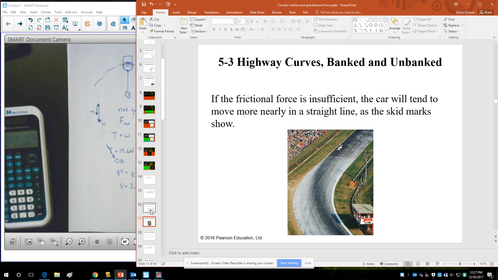If the friction force is insufficient, the car will tend to move in a more nearly straight line. Again, the idea that the inertia of the car keeps it going in a straight line in the absence of the centripetal force needed to keep it in a circular path. And you can see those straight line paths in the skid marks of this racetrack, which is pretty cool. You see that those skid marks are straight lines, and then the sort of bulk of the tire mark on the track is a sort of fuzzy dark black line all around the circle, but occasionally cars skid out.